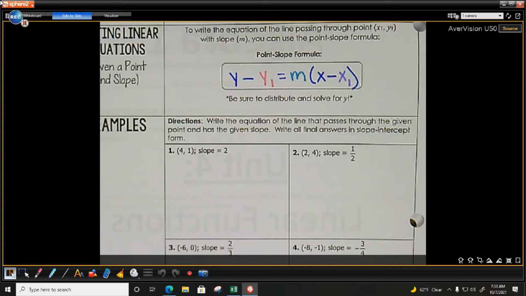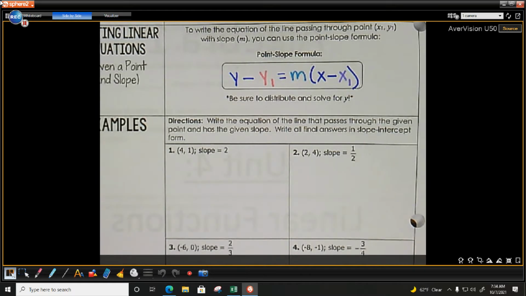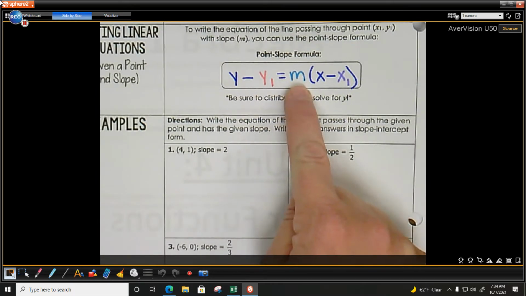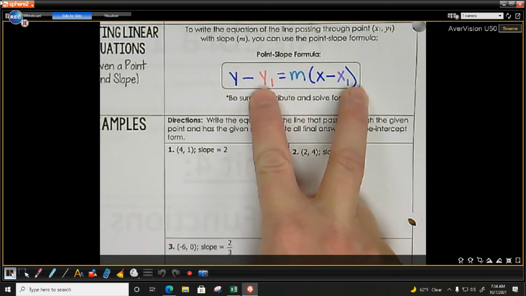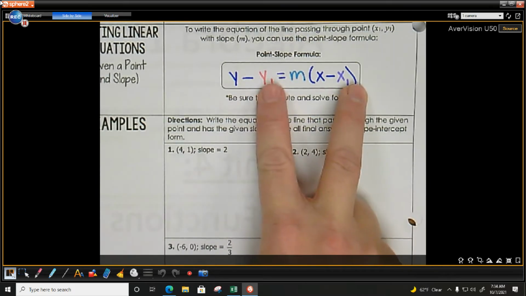Okay, so point slope is if you are given a point and a slope. And the formula is y minus y1 equals m times x minus x1. We know what m stands for. What's m? Slope. So there's my slope. What do you think the x1, y1 stands for? The point. Ordered pair, x, y.